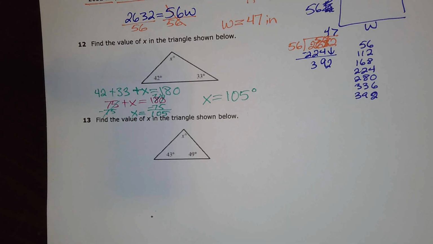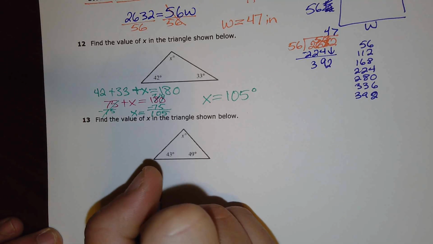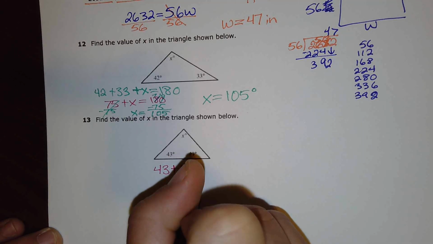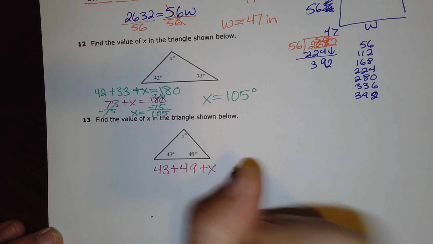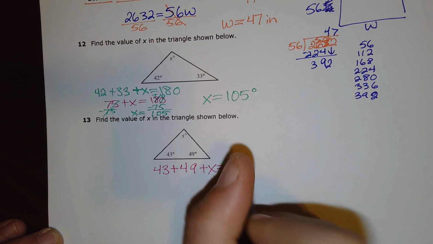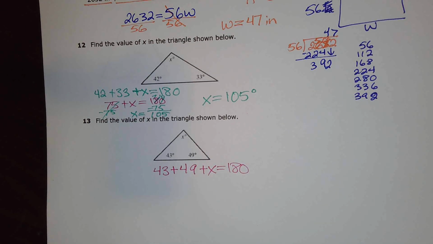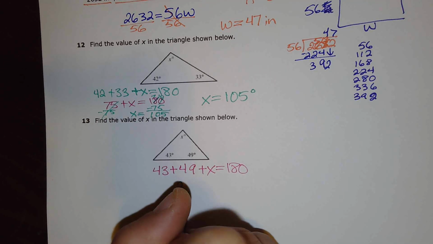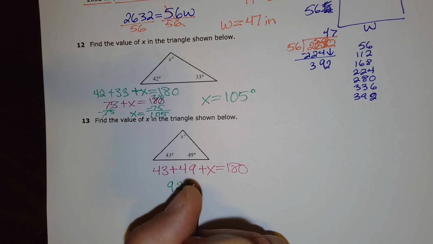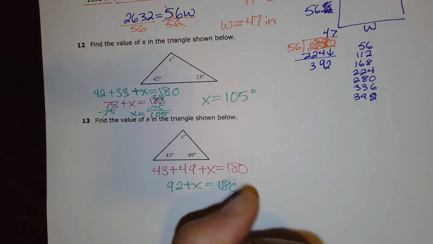13 is basically the same. Okay. Same thing. Triangle sum theorem. Angle 1, which is 43, plus angle 2, which is 49, plus angle 3, which in this case is x, is equal to 180 degrees. So when I add this together, 9 plus 3 is 12. Put the 2 down, carry the 1. 4 plus 4 is 8, plus the 1 is 9. So we get 92 plus x is equal to 180 degrees.